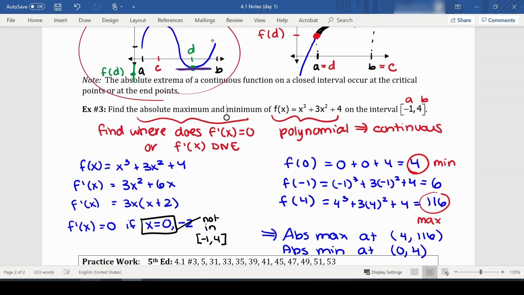So hopefully we can see we tested for where f prime equals 0 or does not exist. Once we have those x values, we're going to plug them into our original function, plug the endpoints into our original function, and find the biggest and smallest numbers. Okay, biggest ones are max, smallest ones are min. And that is it for 4.1.